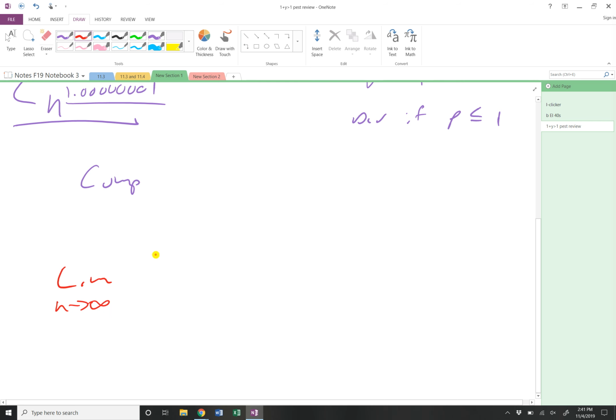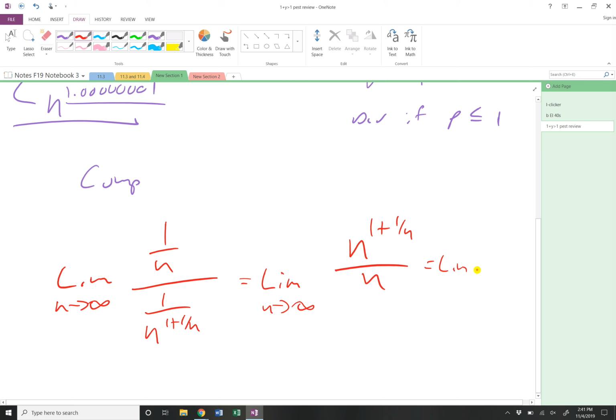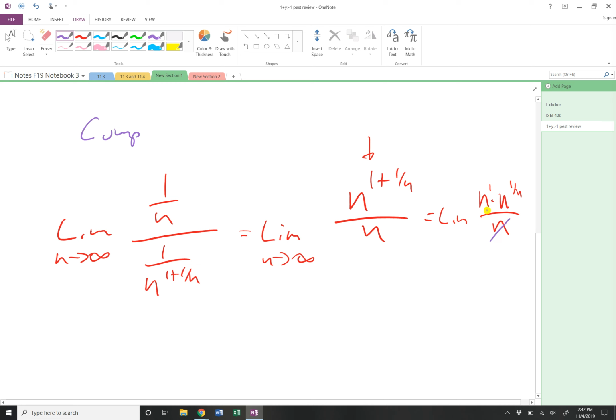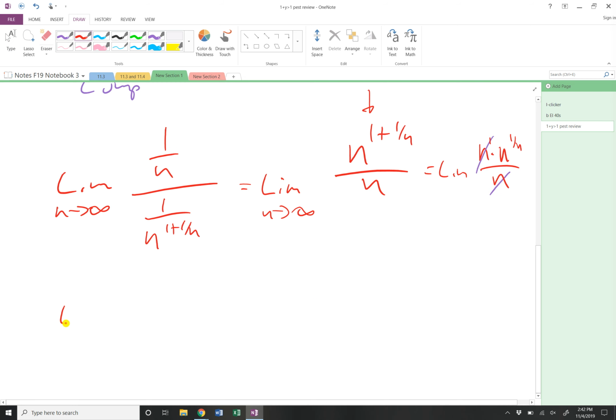Limit as n goes to infinity, 1 over n over 1 over n to the 1 plus 1 over n. You can do it either way. This works out just a little bit nicer. So simplify. So we get n to the 1 plus 1 over n, and that's the same as, I can think about that numerator as n times 1 over n. Right? This is like n to the 1. So n to the 1 times n to the 1 over n, that's the same as this. So that makes this nice, because then these divide out, and I have the limit as n goes to infinity of n to 1 over n.